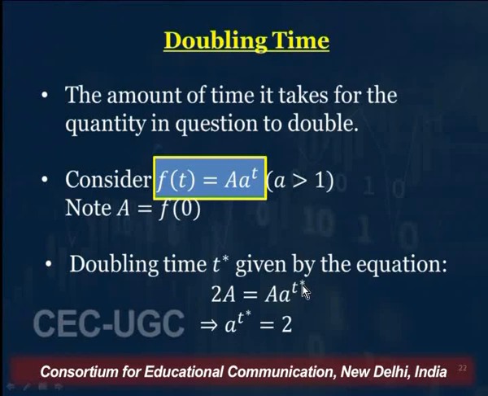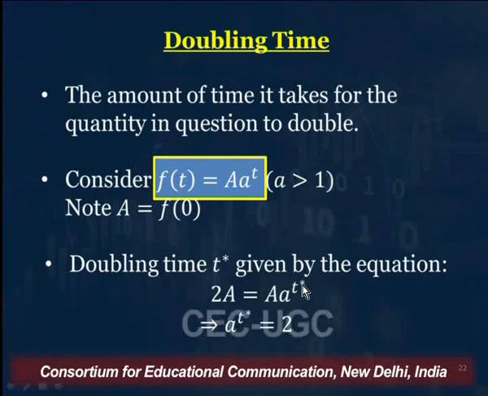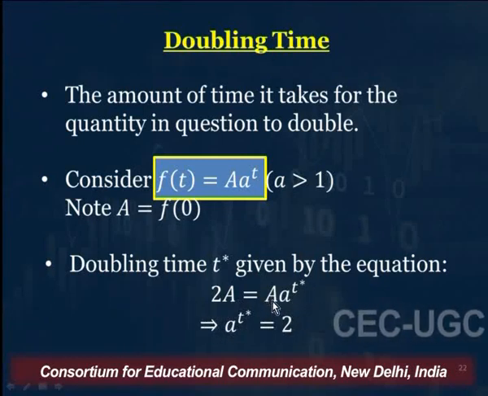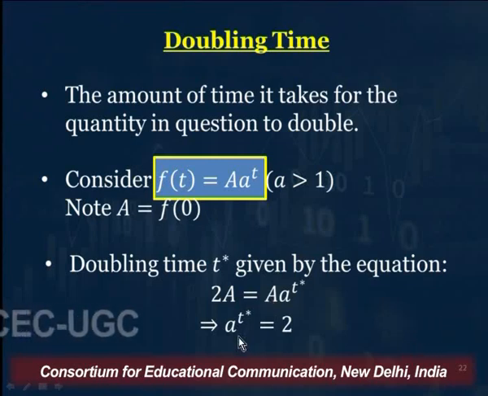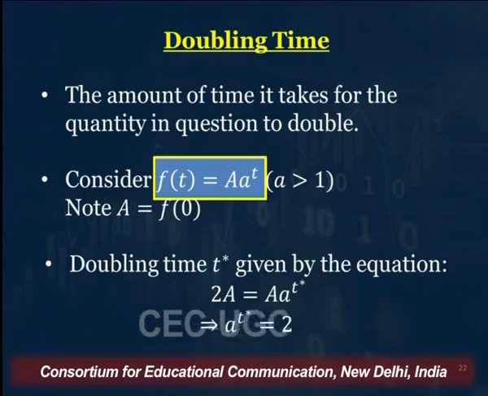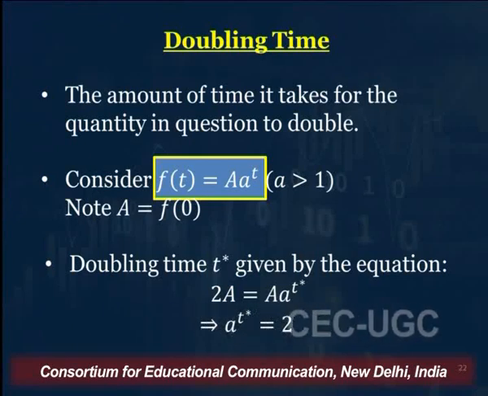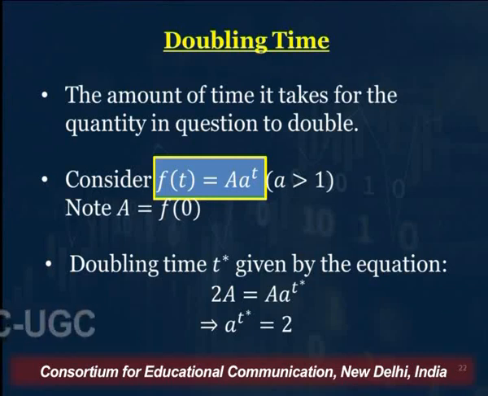I'm putting t star here because that is my doubling time. And you can see here that these capital A's will get cancelled on both sides of the equation, and you are left with the equation a to the power t star is equal to 2. So if you know your fixed factor, your small a, then you can easily solve for your doubling time.